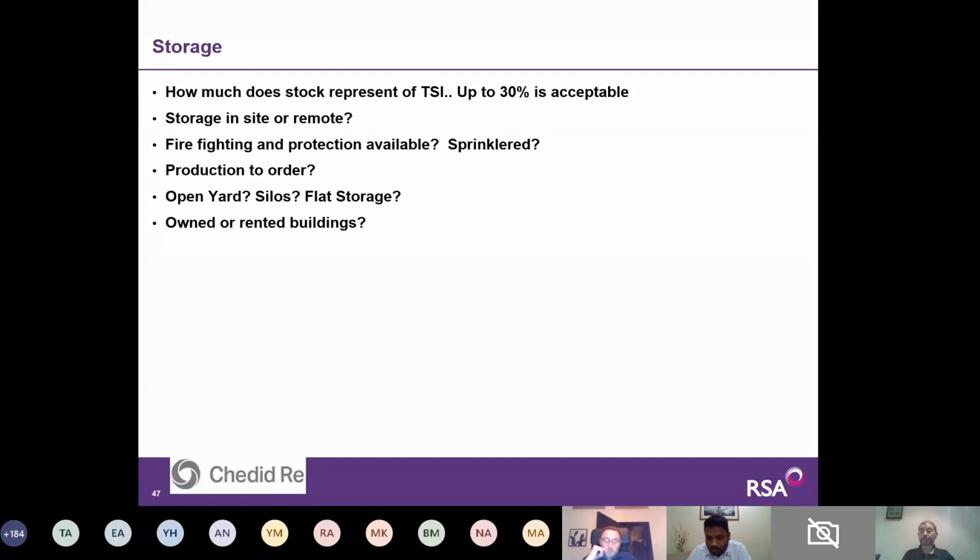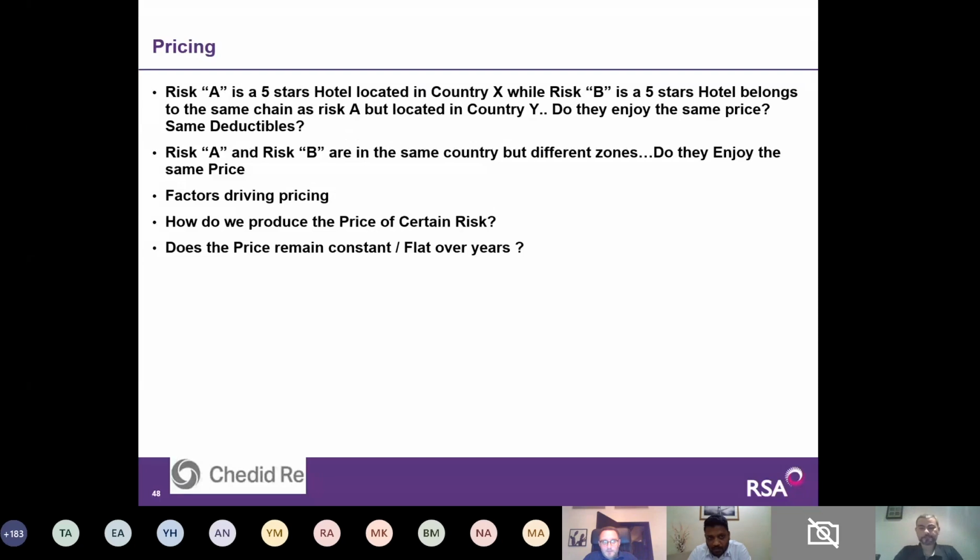Firefighting and protection: is it sprinklered? Am I storing on site? Is my warehouse close to my production, so that something happening here will affect there? Is it a lot? So we analyzed risk management, nat cat, accumulation, storage, pricing. I will not talk too much about pricing.